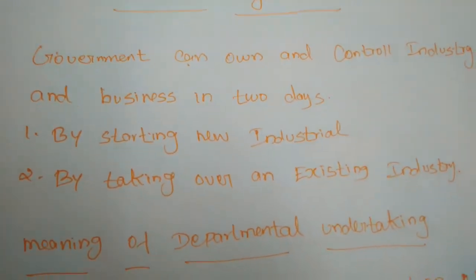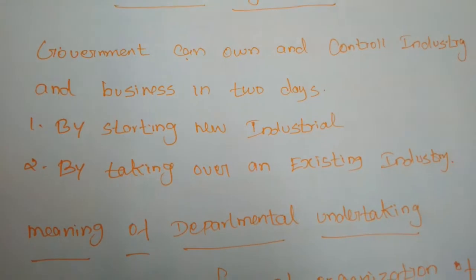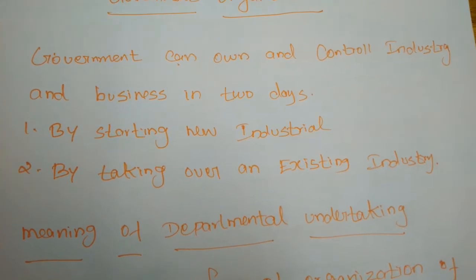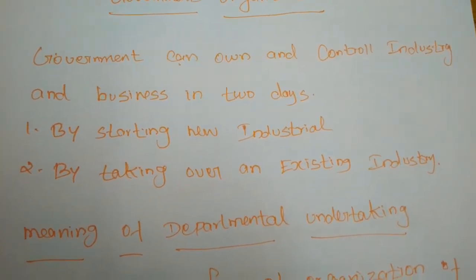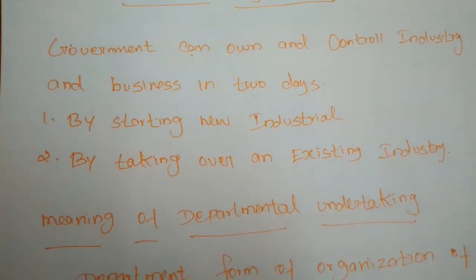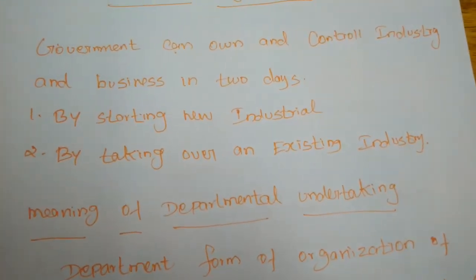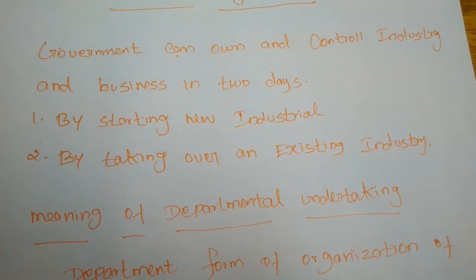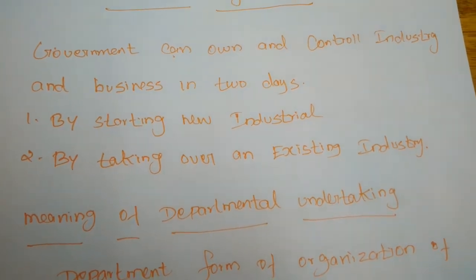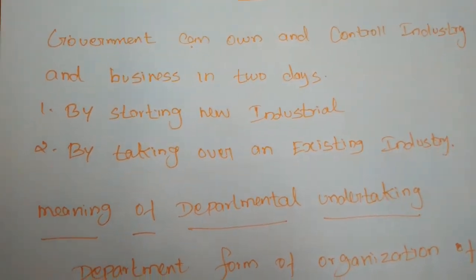The government can own and control industries and business in two ways. If the government wants to come into the business world, it has to do something. The first method is by starting a new industry. If the government starts a new industry, it can invest more capital and it will come under its control and ownership. Next, by taking over an existing industrial or commercial unit owned by private persons.